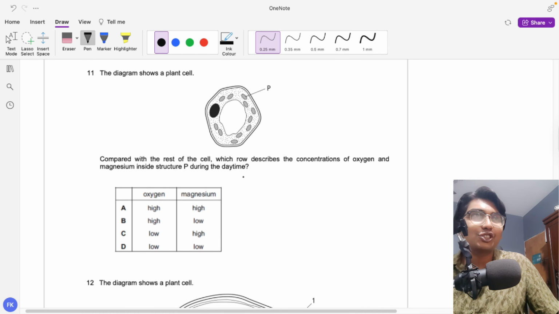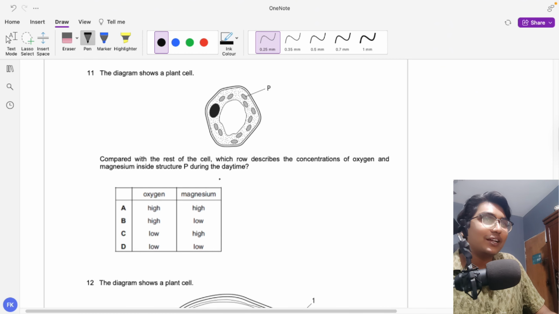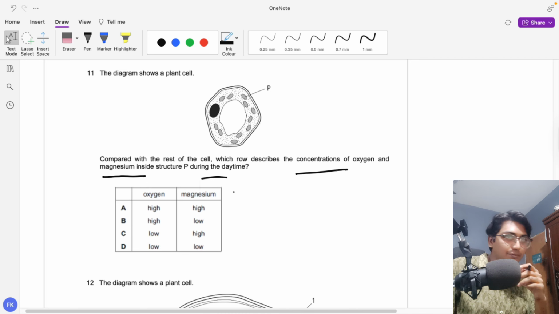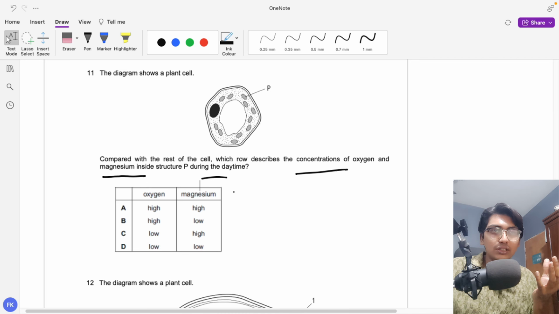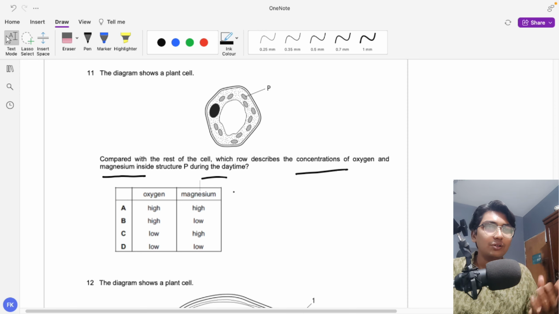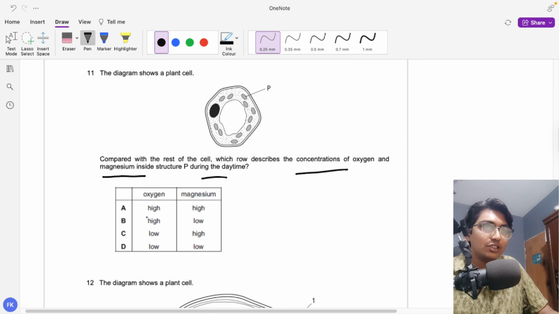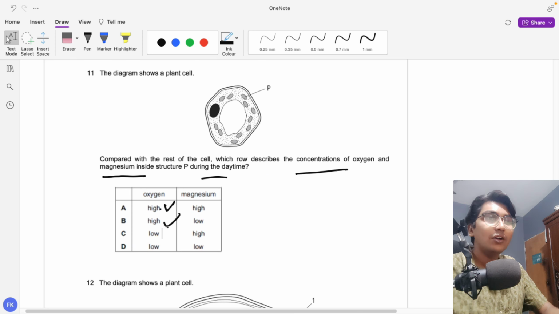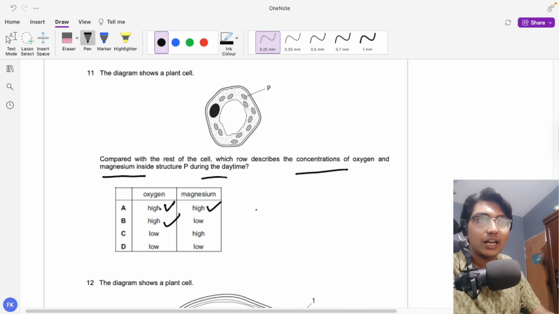The diagram shows a plant cell. Compared with the rest of the cell, which row describes the concentration of oxygen and magnesium inside the structure P at daytime? Okay. At daytime, oxygen is released. So the oxygen concentration should be high, right? And magnesium concentration should be high too. Why should magnesium concentration be high? Magnesium is needed for photosynthesis.